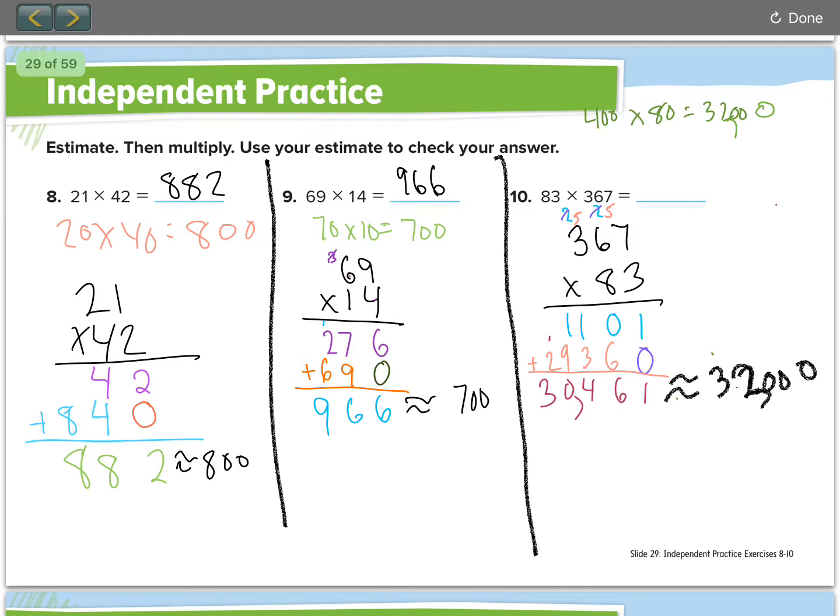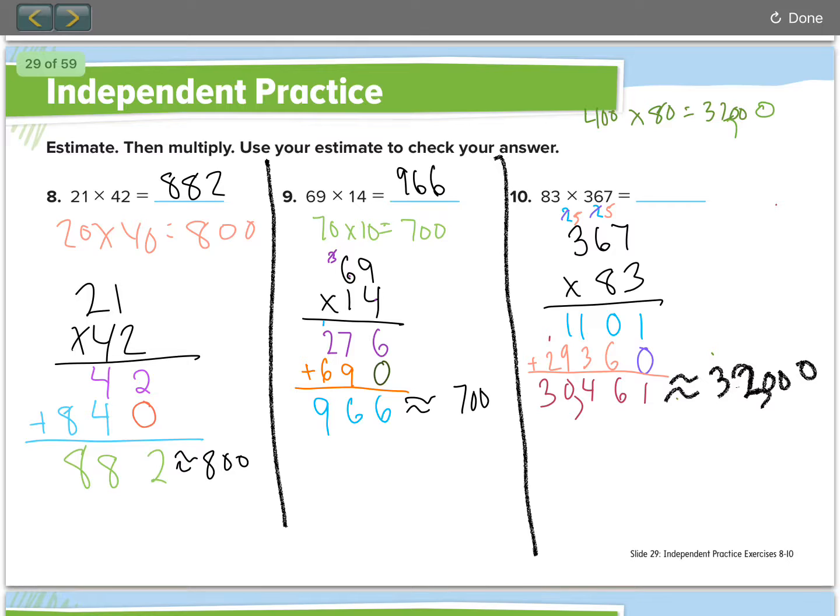In number 10, I'm multiplying 83 by 367. Now this is the first time I'm multiplying by 100, but it doesn't really matter because it's done the same way. First I estimate. 367 is close to 400 and 83 is close to 80. 4 times 8 is 32, so 400 times 80 is 32,000.